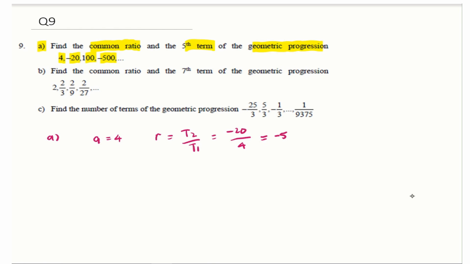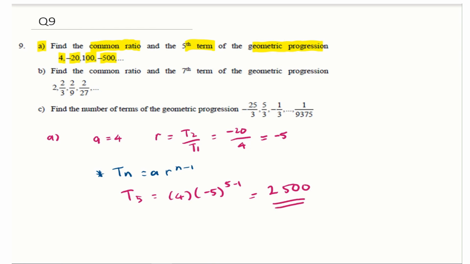the fifth term, we are going to use the formula Tn. So Tn is equal to A multiplied by R to the power of n minus 1. To get T5, we substitute n with 5, A with 4, and R with negative 5, to the power of 5 minus 1. And finally, we get 2500 as the final answer for T5. So this is for question 9A.